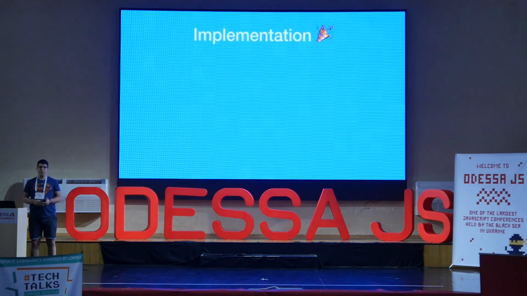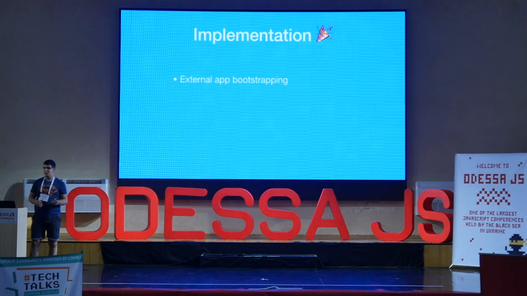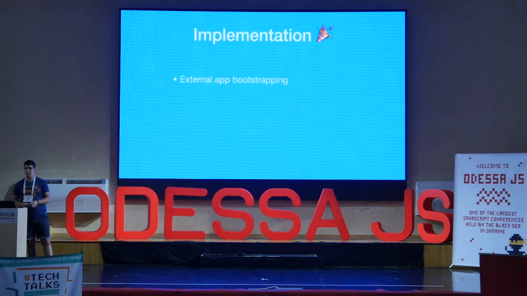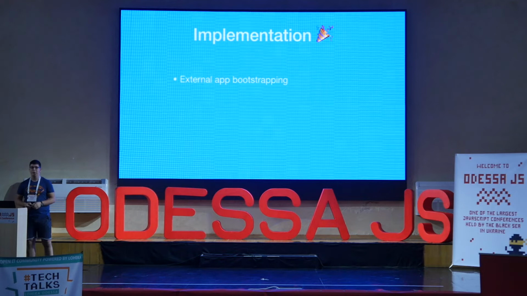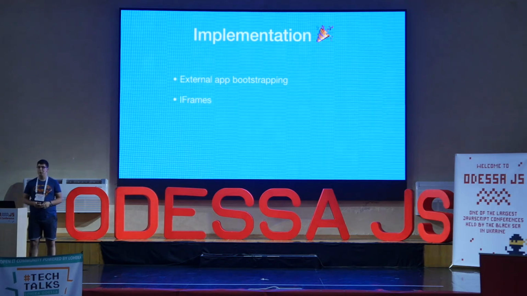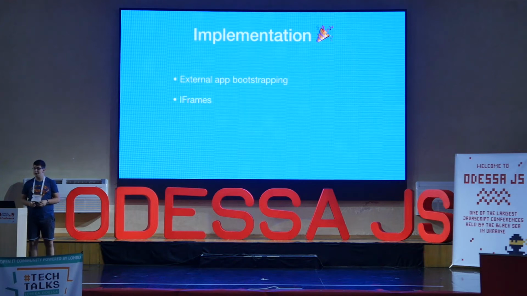So implementation. I have a list of a couple ways how we can really implement this. So first thing is external app bootstrapping. This is not a real name. I just made it up since there is no framework behind this. It's just some simple code that allows you to run multiple apps. Then you can use iframes. So everyone is probably using iframes in their apps. You can still use them to run the micro frontends.